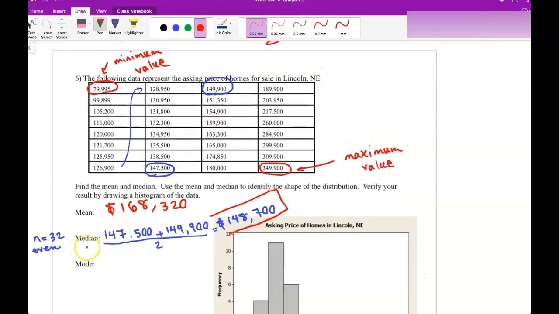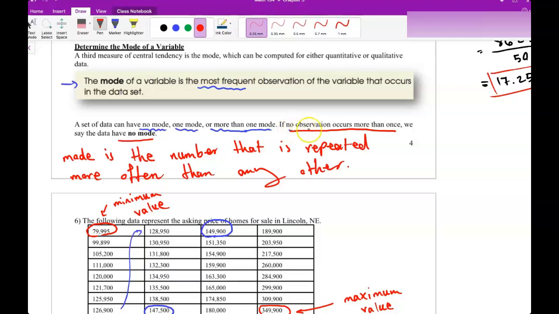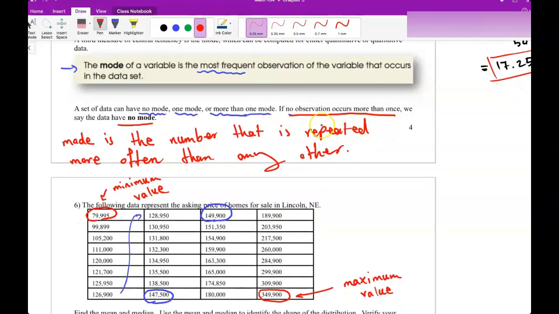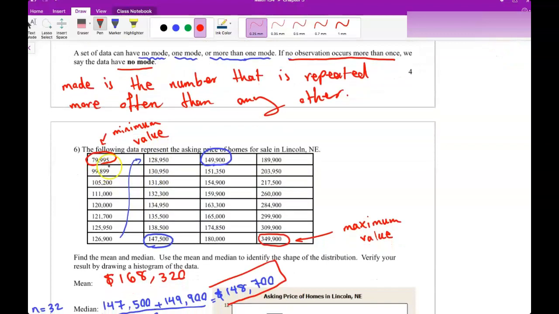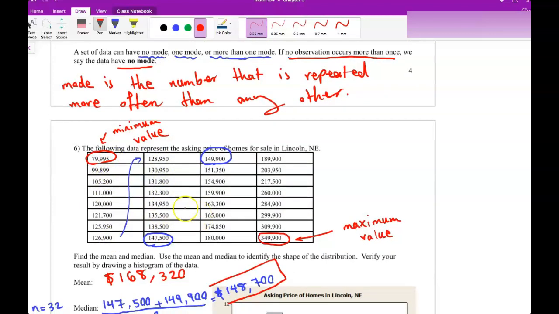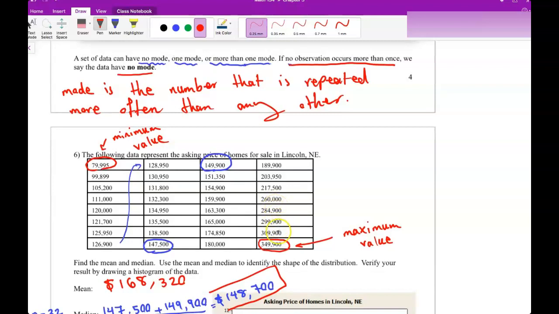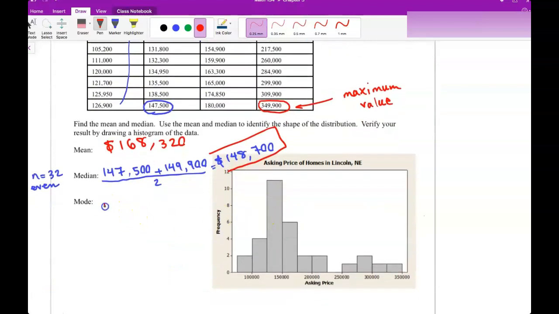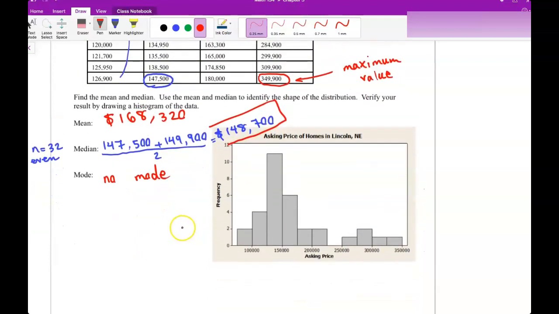And the next one is mode. The point was that if no observation occurs more than once, we say there is no mode. Each one of these numbers, we only have one for each one. There are no repeating numbers here in this table. That means there is no mode.